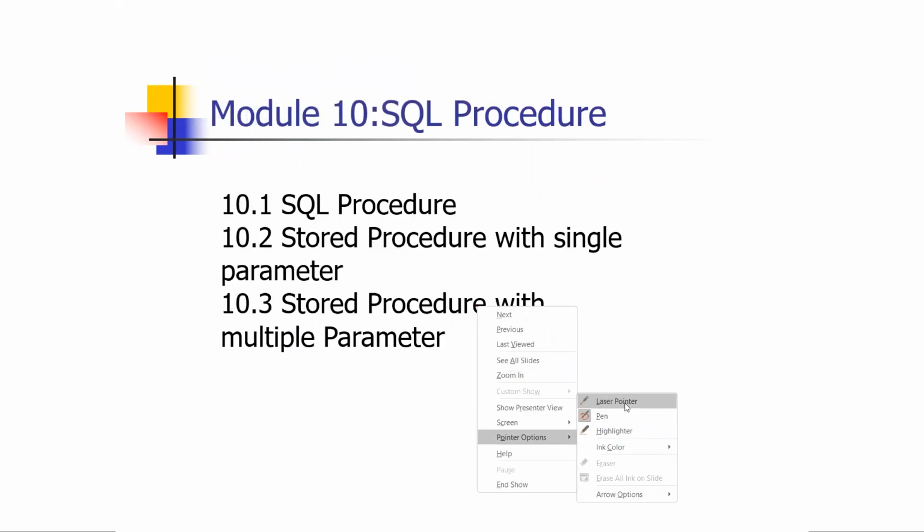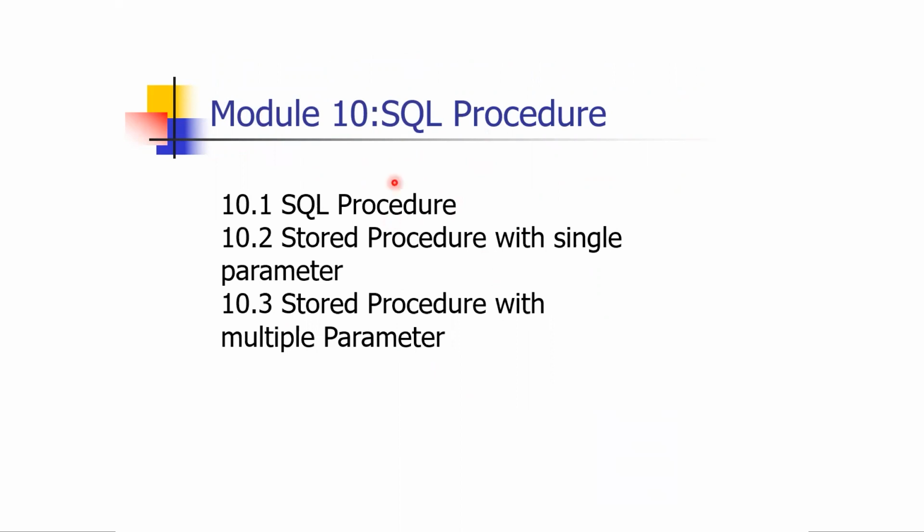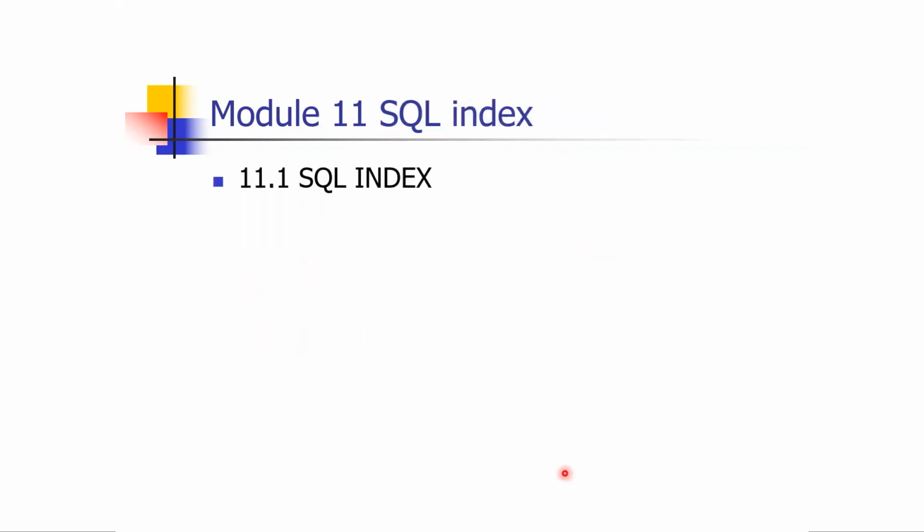Module number 10 is the procedure. SQL procedure. So what do you mean by procedure? How to create procedure? If we are creating procedure, how to deal with procedure with a single parameter, how to deal with the stored procedure with multiple parameters. So this is called the procedure. So module 10 deals with SQL procedure. Okay. Now module 11, how to deal with index. Index, 1, 2, 3, that is numbering. So how to create index in any particular table. Because indexing makes it very easy to access the data.